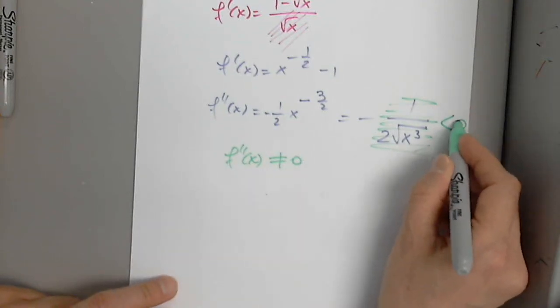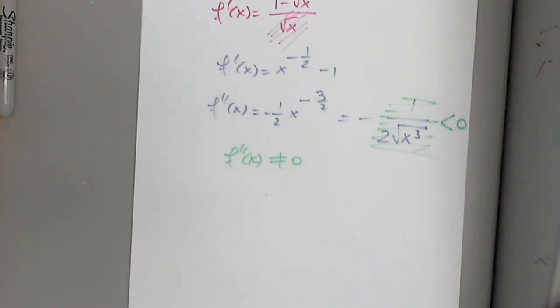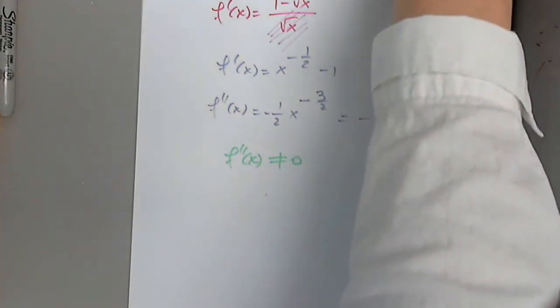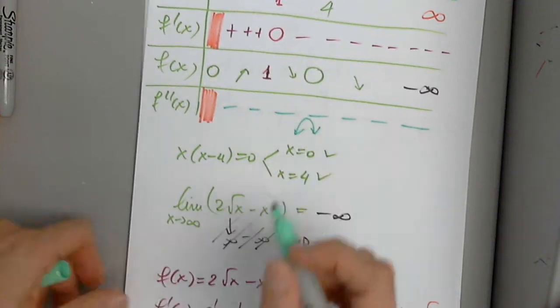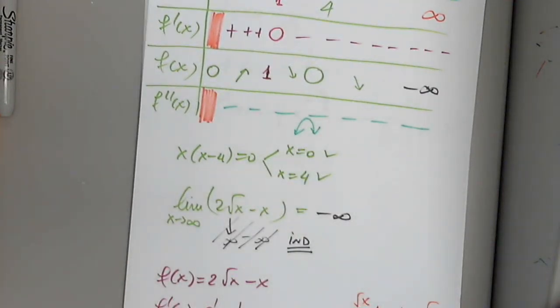And this is always less than 0. Why? Because I have x from 0 to infinity. When I plug it in, it's cubed. When I take the square root, it's positive. When I multiply by 2, it's positive. All this piece is positive forever in this function, so it's negative in front. Okay, here it is. No inflection points.